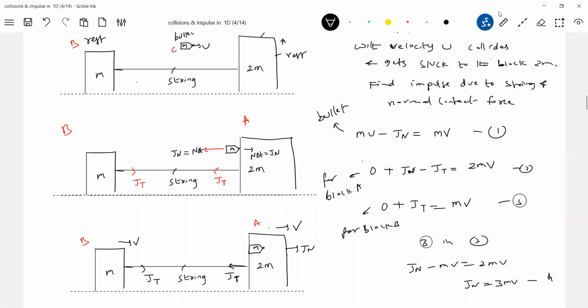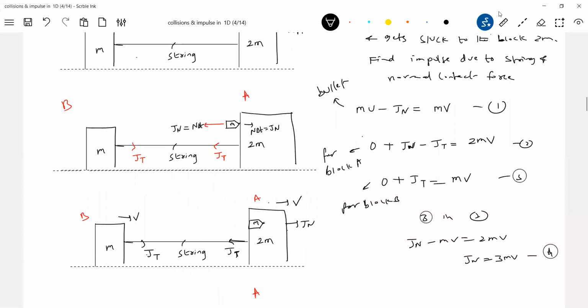Put that in equation 1. mu minus 3mv, Jn is 3mv, equal to mv. So what is V finally equal to? U by 4. Now I know V. So can I calculate the impulse due to normal contact? Jn equal to 3mU by 4. Then what is the impulse due to tension? Jt is equal to mv, so this will be mU by 4.